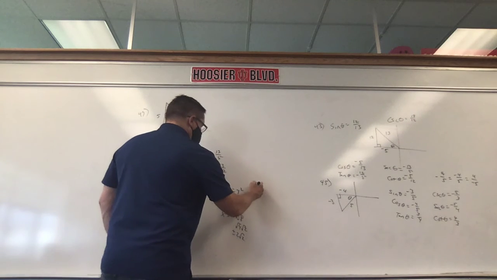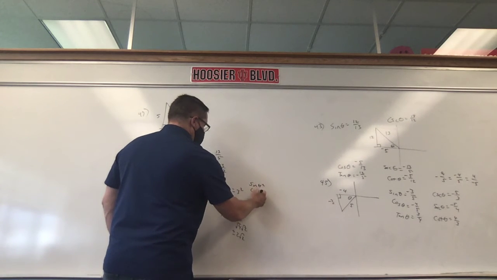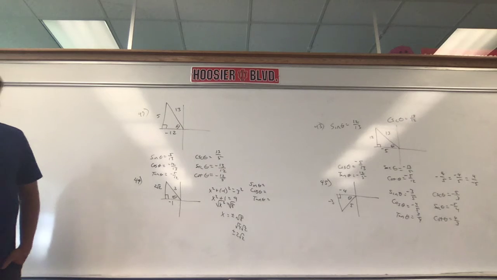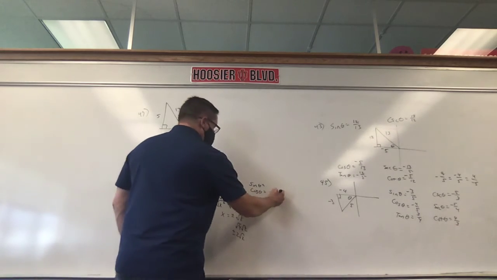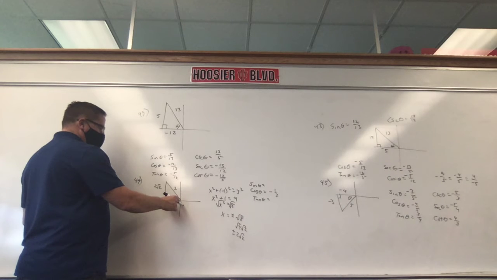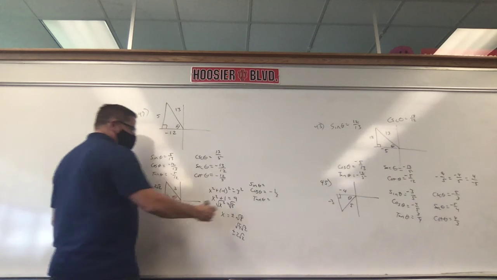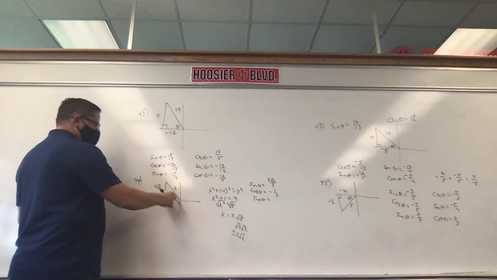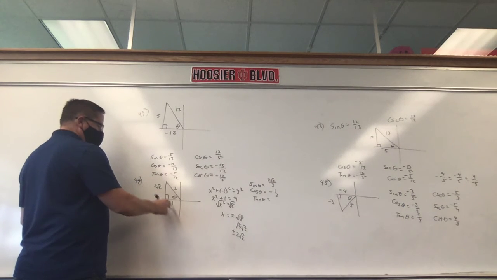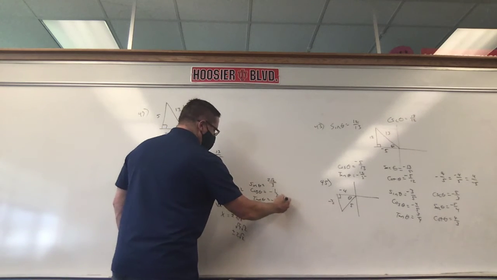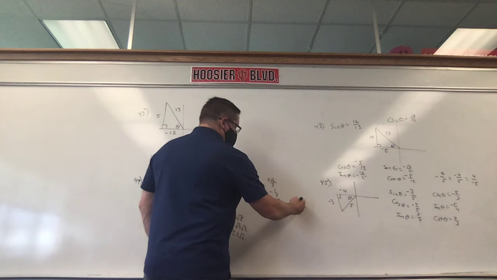So, sine, cosine, tangent. They gave us cosine, which is negative 1/3. Sine is opposite over hypotenuse, 2 radical 2 over 3. Tangent is opposite over adjacent, 2 radical 2 over negative 1, which is negative 2 radical 2. Then cotangent, secant, and cosecant.